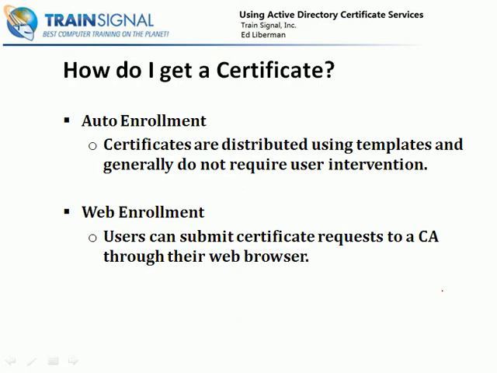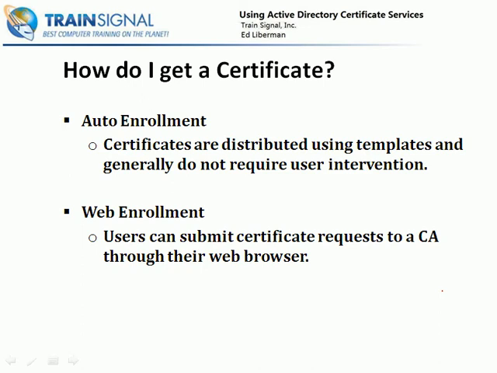So, how do I get a certificate? We'll look a little bit at this when we go into the operating system, but basically there are 2 primary ways to do this. You can do it through something called auto-enrollment, where certificates are distributed using templates. You use these templates so that you hopefully do not have to require user intervention. Now again, this is only in an internal environment. If you are going to an external public CA, there's no auto-enrollment.